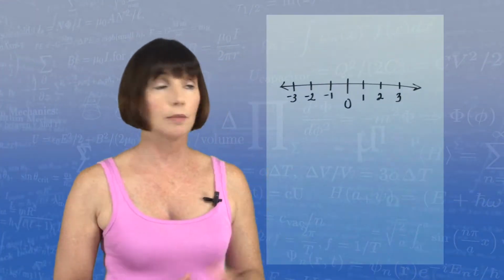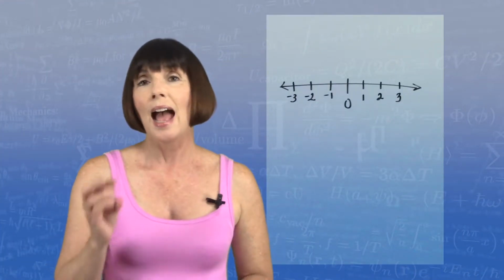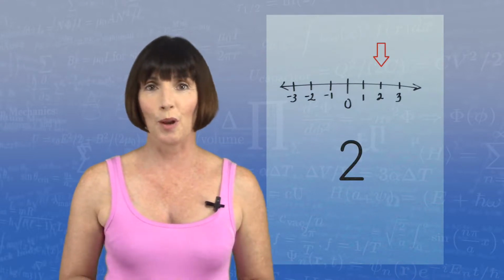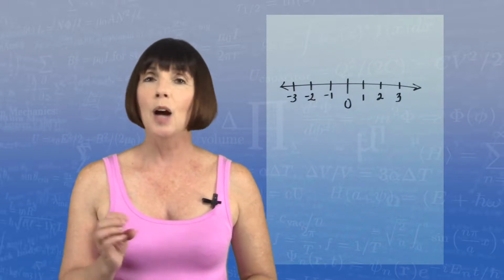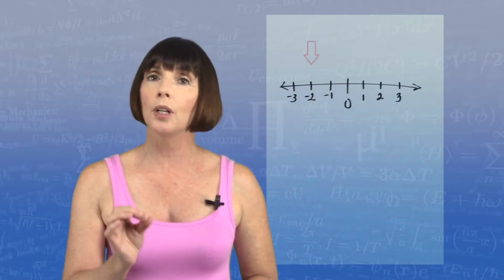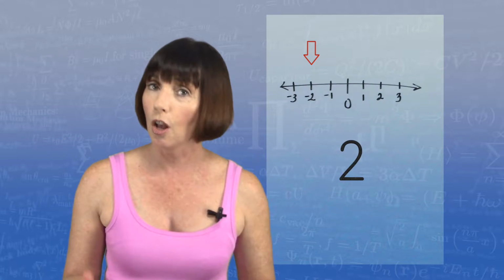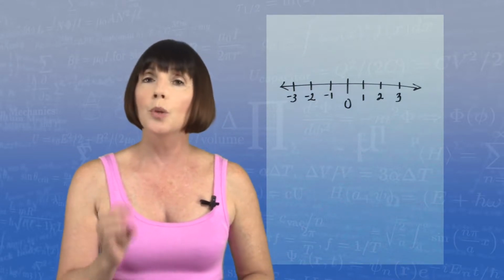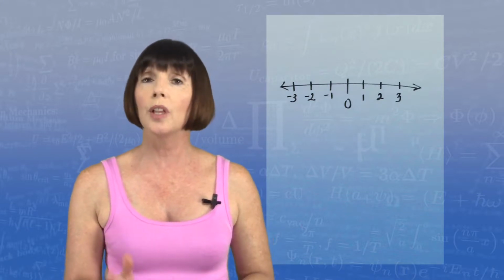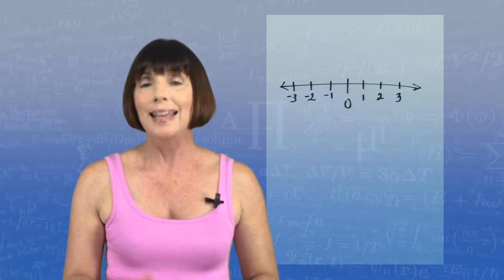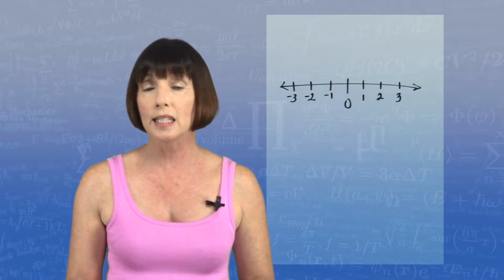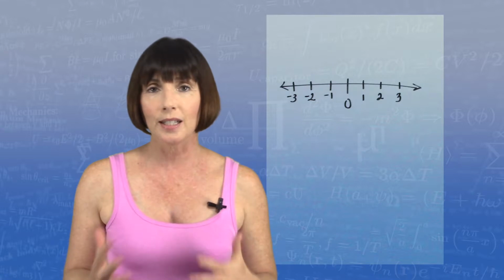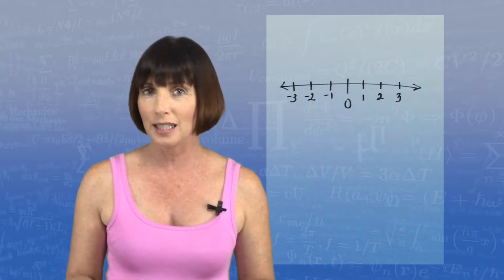So for example, we have a number line here. How many units away from 0 is the number 2? It's 2 units away from 0. Okay. How many units away from 0 is the number -2? It's also 2 units away from 0, it just happens to be in the other direction. So even though -2 is to the left of 0 on the number line, its distance from 0 is still 2, a positive number. It doesn't make sense for us in the real world to talk about negative distances.